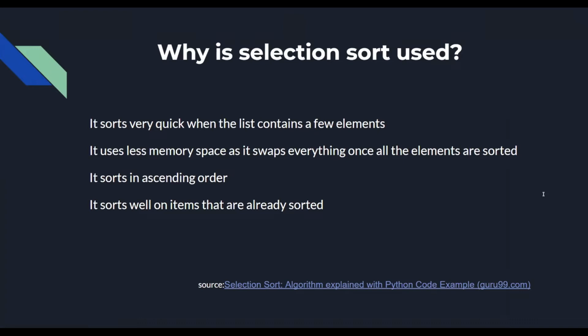So basically, as explained earlier, we have several different elements of varying values, and selection sort is utilized to organize all those different elements into ascending or descending order. It uses a lot less memory space and it swaps everything, and then it sorts. Sorry, only in ascending order, not descending. So essentially, it organizes everything that is already sorted.